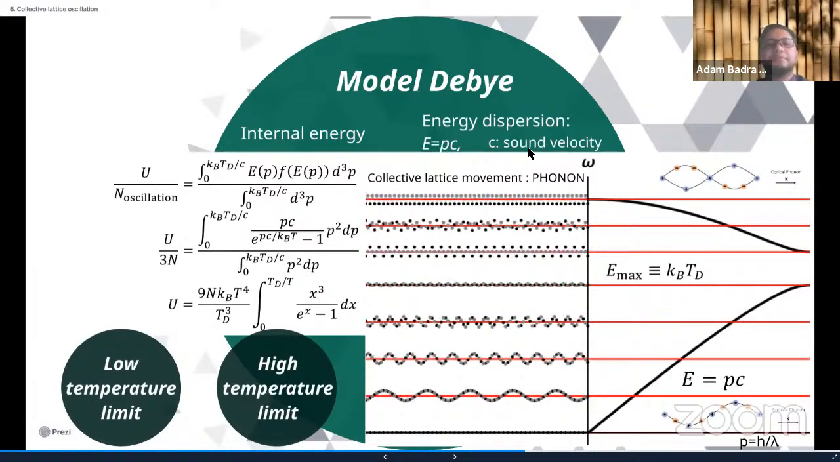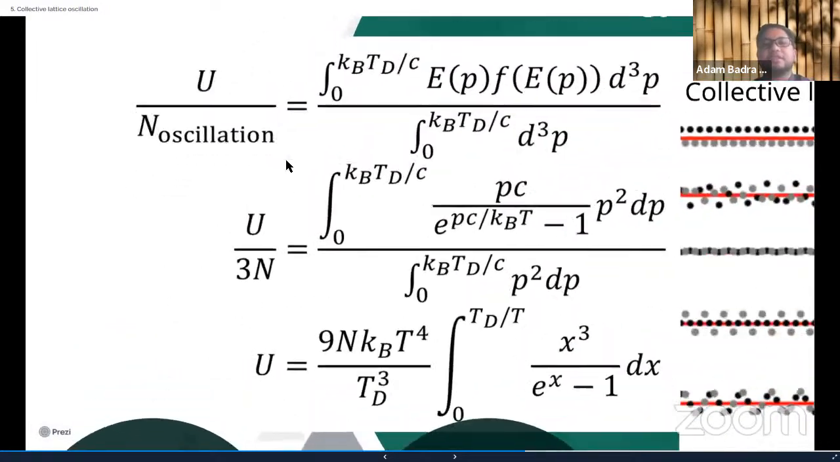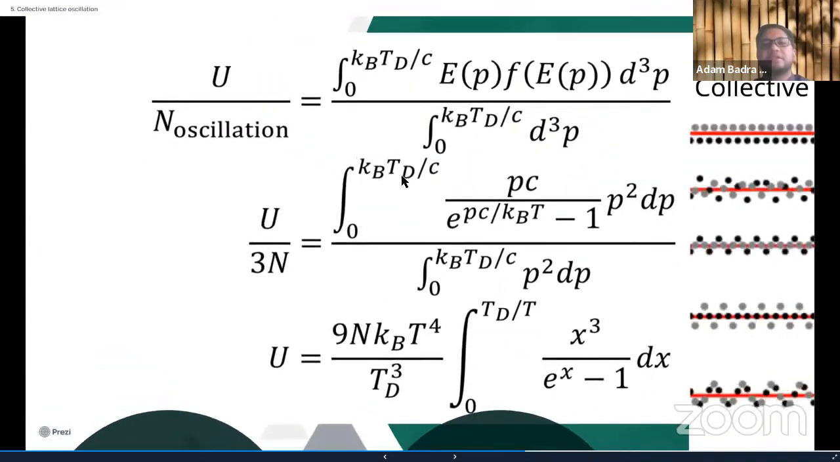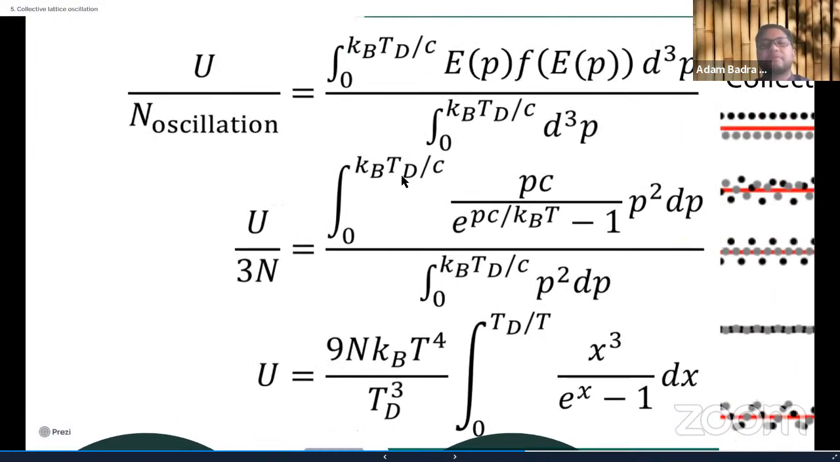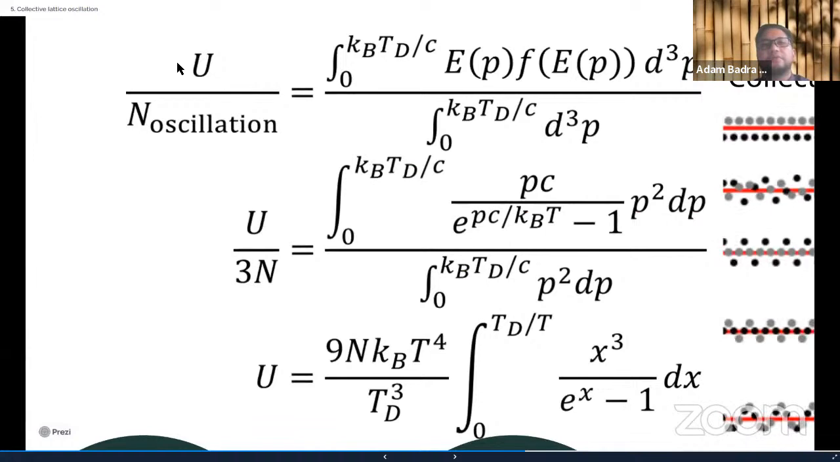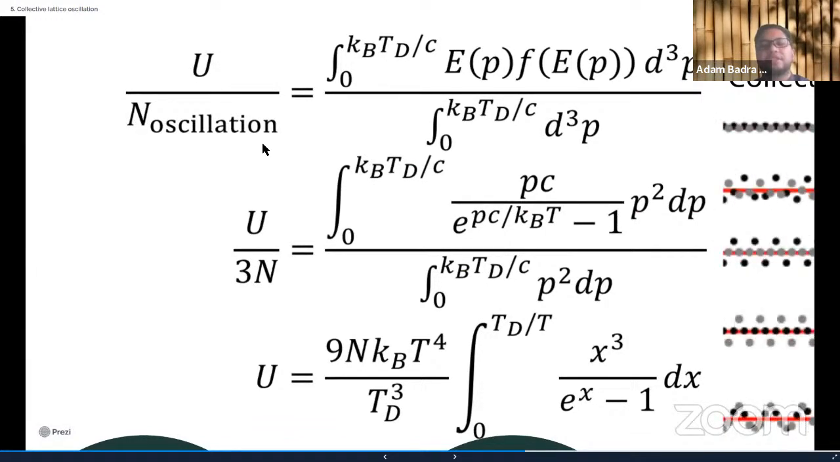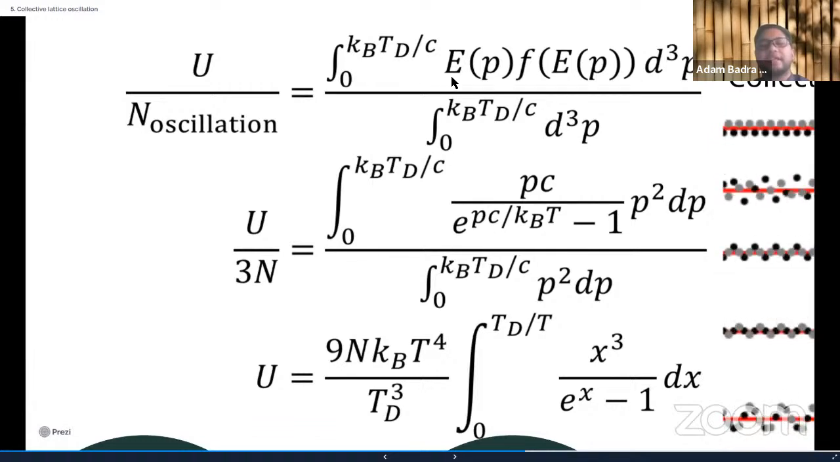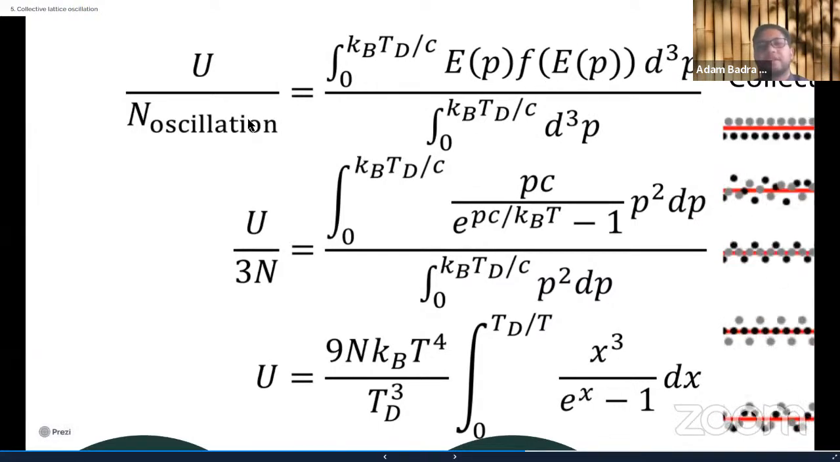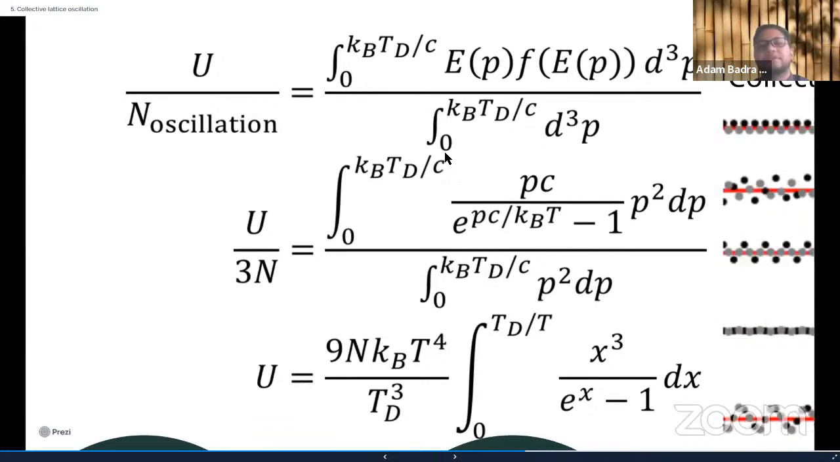C as the sound velocity. So now the internal energy is described by this equation. If we want to study the internal energy, we can take the ratio of U, the internal energy, divided by the number of oscillations, which can be described by this expression. The top has the energy E and the Bose-Einstein distribution f, and for the oscillation we only count the number of states here.